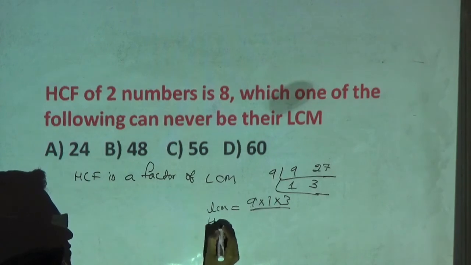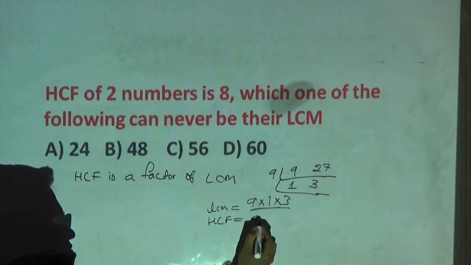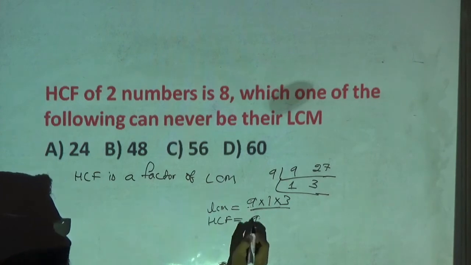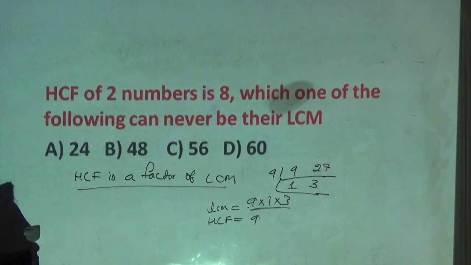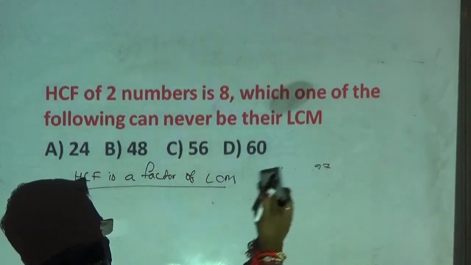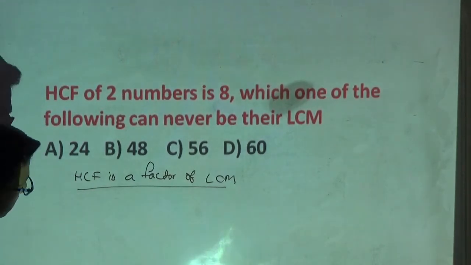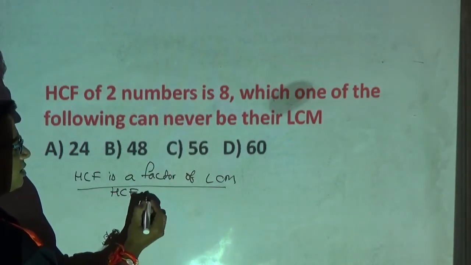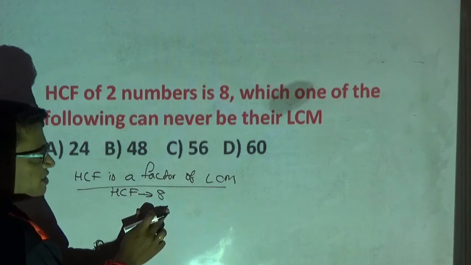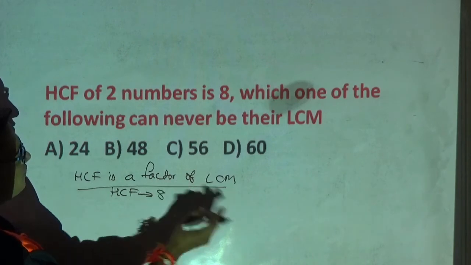See, what is your HCF? HCF is 9, correct? Now, in your LCM we have 9, right? So that means HCF is always a factor of your LCM. Please write down, HCF is a factor of your LCM. What do you mean by factor? A factor is a number which is going to divide the given number completely. The HCF of two numbers is 8. They have given HCF is 8. If 8 is the HCF, then this 8 will be one of the factors of your LCM.